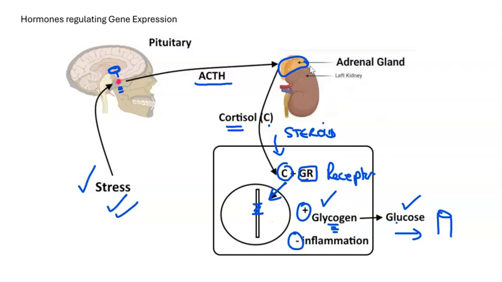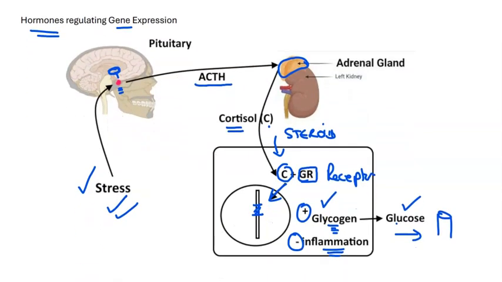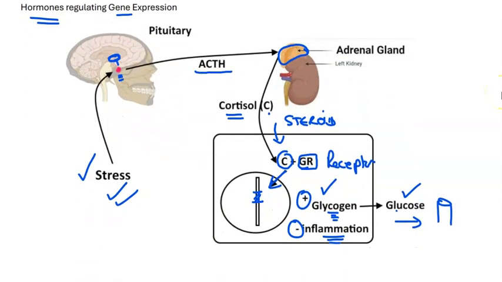At the same time, however, that's the positive impact. The negative impact of cortisol is that by a different mechanism and pattern, it can result in inflammation in the tissues of the body, and of course that has a negative detrimental effect on health. So the hormone regulating gene expression is cortisol, and it brings about the production of glucose and inflammation through changing gene expression in cells.